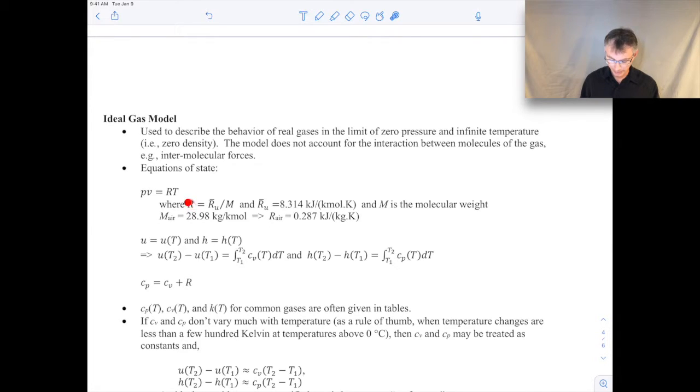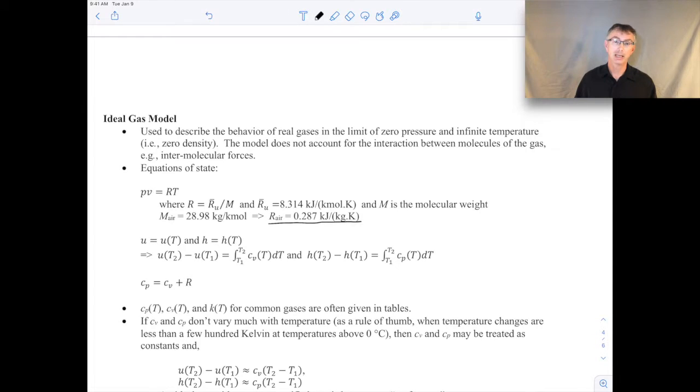And the way you would find that gas constant in general is you take the universal gas constant, that's this R bar sub U. It's written here in terms of kilojoules per kilomole Kelvin. And then you divide it through by the molecular weight of whatever gas you're dealing with. So M is the molecular weight or molecular mass. For example, for air, the molecular mass is 28.98 kilograms per kilomole. So to find the gas constant for air, we'd take this universal gas constant divided by the molecular mass, and then we would end up with this. So the gas constant for air is 0.287 kilojoules per kilogram Kelvin.